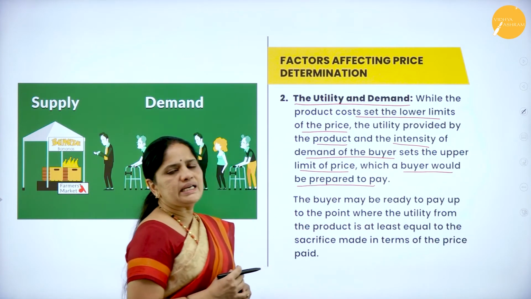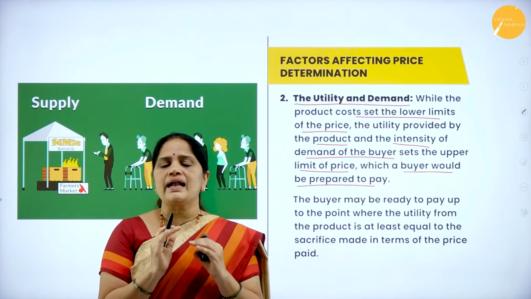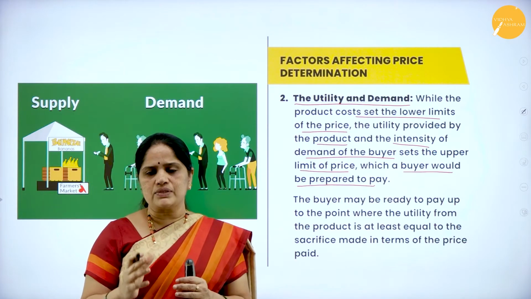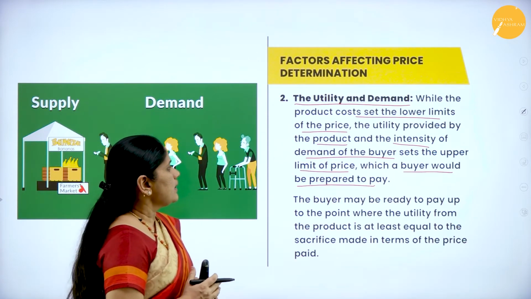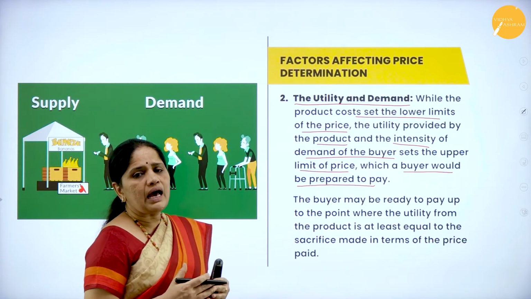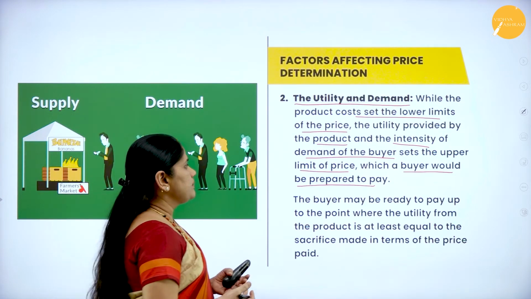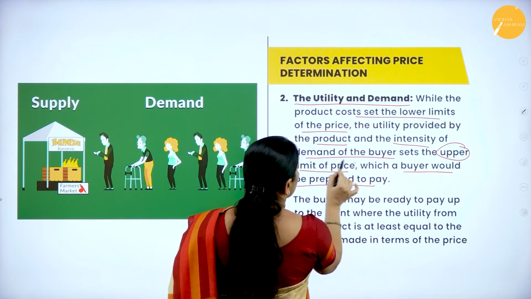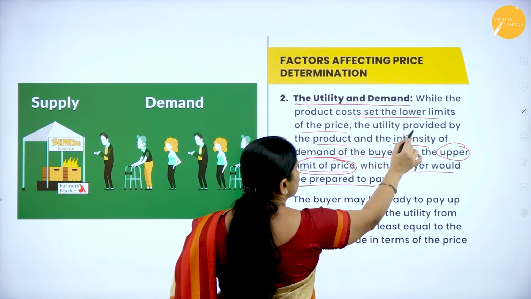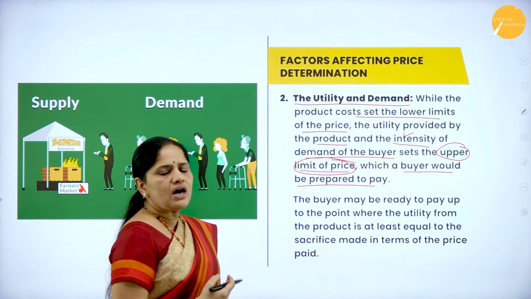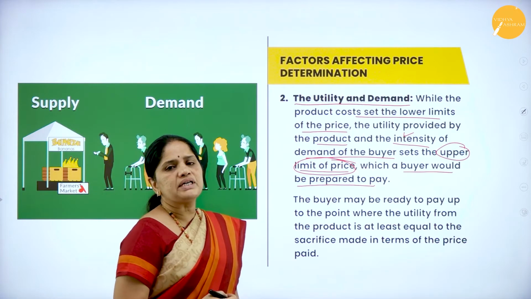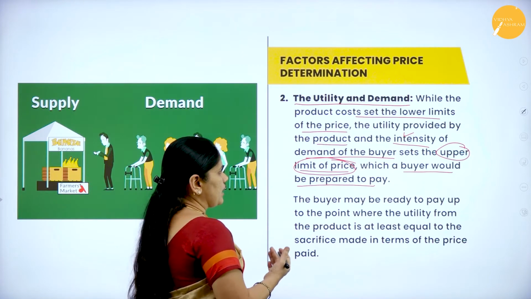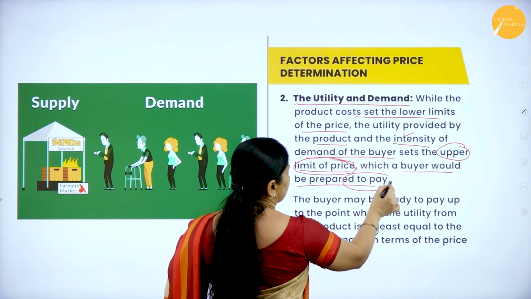Now, the utility and demand. Once we arrive at the cost of the product, the next factor which will be decisive of the price will be the utility of the product. How the product is useful and how the customer is being benefited by the product. All that will decide the upper limit. So, the upper limit of the price will be decided by the intensity of the demand of the buyer. So, how keen the buyer is on purchase of that product. That will set the upper limit of the price of the product which the buyer would be prepared to pay.